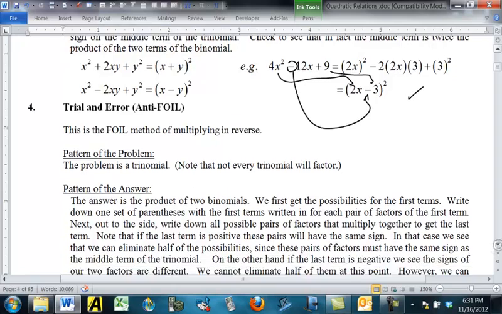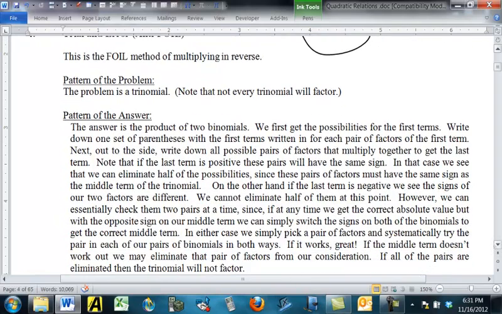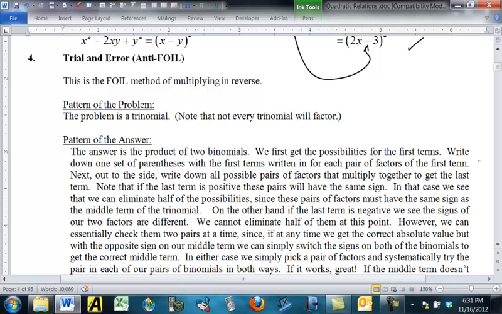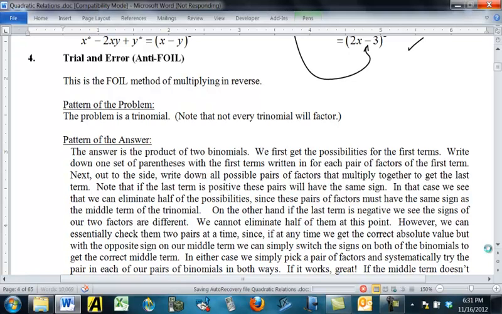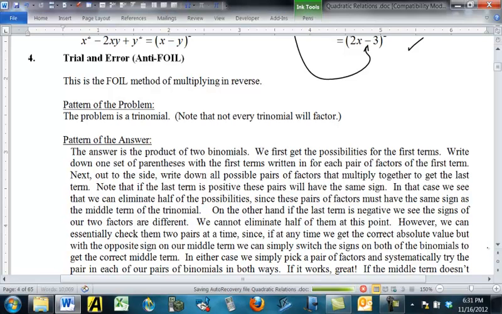Okay, now this is a little harder to explain. Trial and error are anti-FOIL. Now, not every problem will factor. So some trinomials will not factor if we're only allowing natural or integer coefficients. So we start with integer coefficients, and we're only going to allow integer coefficients in our answer. Okay? Now, actually, whether something will factor or not depends on what you allow for coefficients.